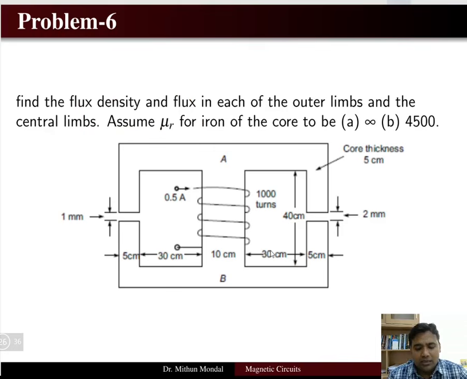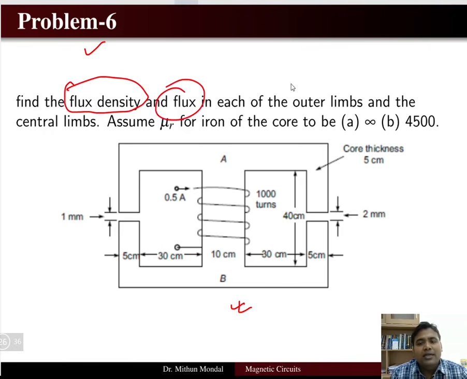So let us check problem number 6. In problem number 6, the magnetic material and the circuit are given, and you have to find the flux density and flux in the outer limb and the central limb.